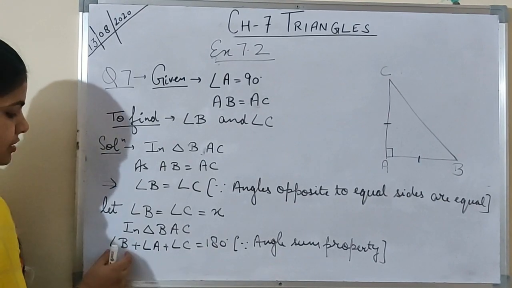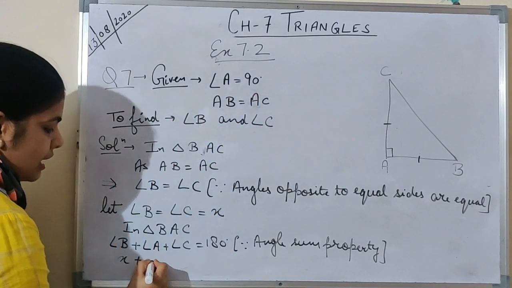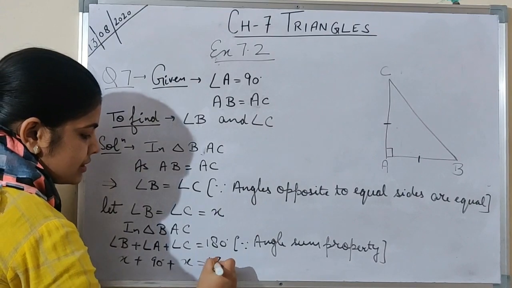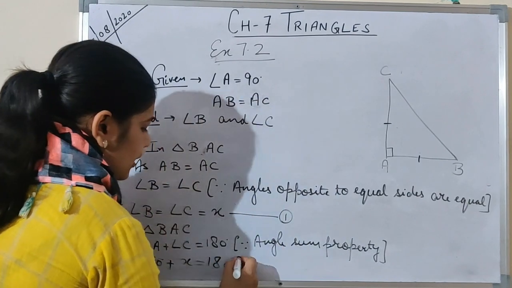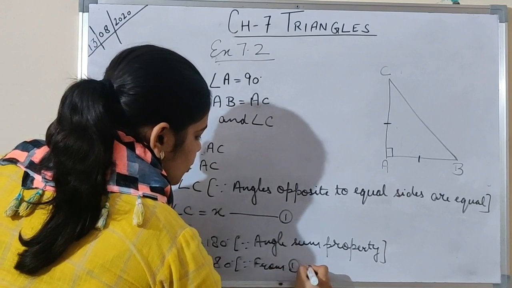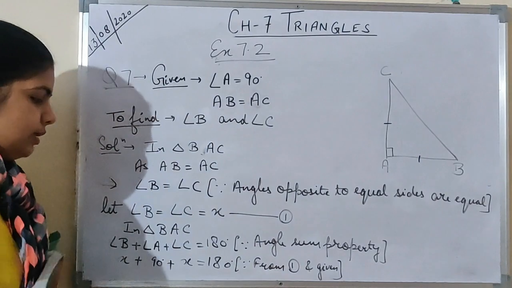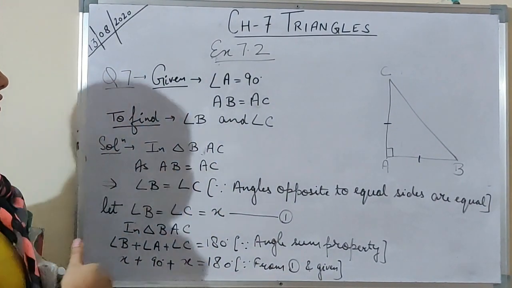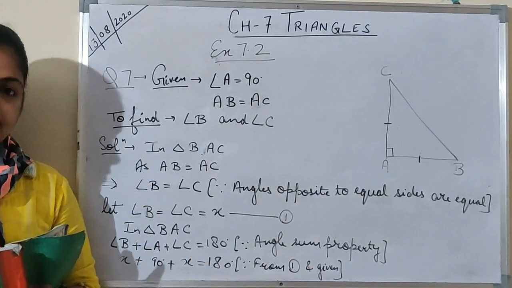According to the given and according to our assumption, what can we write? We can write in place of angle B as X, in place of angle A as 90 degrees, and in place of angle C as again X. Is this clear? So I'm writing over here that this step is due from equation number 1 and given also. Okay, so I can write like this. Yes or no? Students, you can write it side by side. If you are having doubt in this, then you can write it side by side.